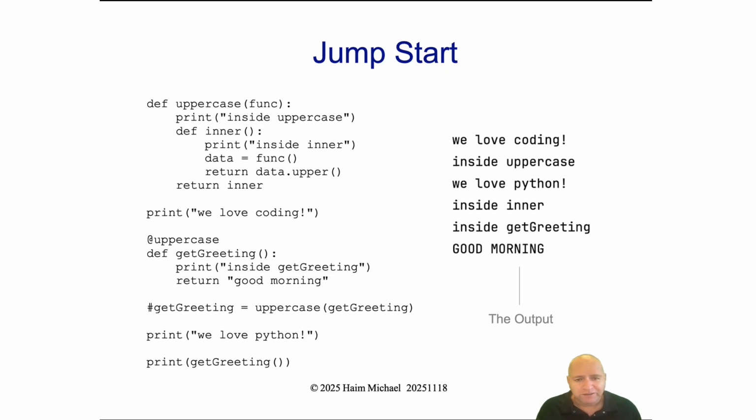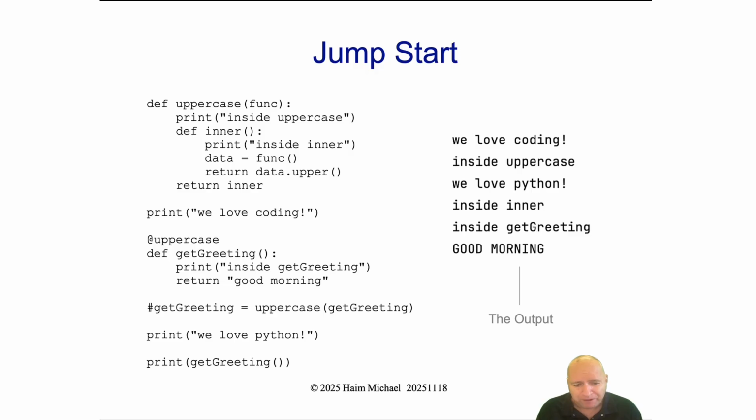Now, let's take a look at this code sample. When this code sample is executed, in the beginning we have a definition of uppercase. As you can see, the first output is "we love coding." When the uppercase function is defined, nothing is printed. Only when uppercase is invoked will the text inside uppercase be printed out. So the first output is the print of "we love coding." Now you see the definition of get_greeting, and get_greeting is decorated using uppercase, and uppercase is actually a function.